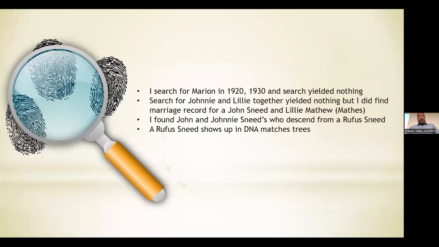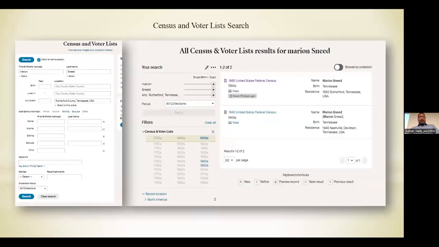So in the search for Marion, I searched for Marion in the 1920 census and the 1930 census, and the search yielded nothing. And then I searched for Johnny and Lily together, and it yielded nothing, but I did find a marriage record for John Sneed and Lily Matthews, or Mathis, on FamilySearch. And I found John and Johnny Sneeds, who descend from a Rufus Sneed, and the Rufus Sneed shows up in DNA matches' trees.